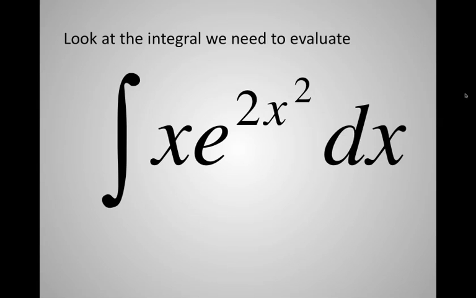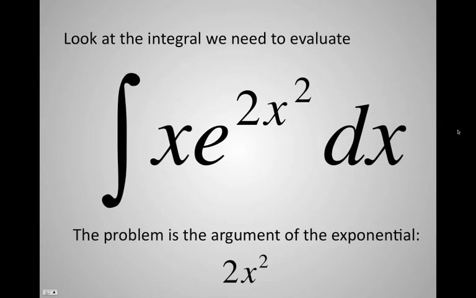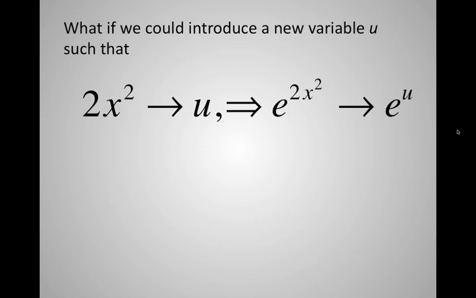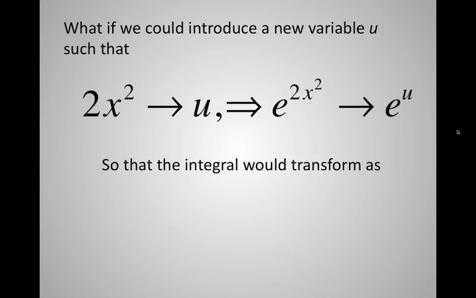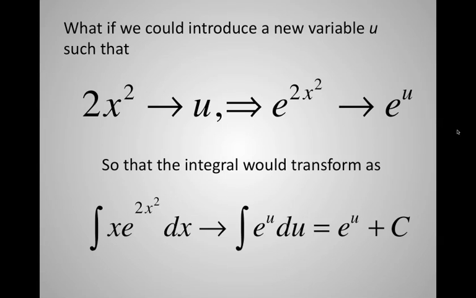So let's look at the integral again. Now we got two problems. First is the x here, and then we've also got this 2x squared up here. So let's look at the problem of the argument, which is the 2x squared. We know how to do just e to the x, or e to the y, or whatever, so let's try to get it in that form. We're going to do a change of variable. We're going to introduce a new variable u, so that 2x squared goes to u, so that e to the 2x squared is e to the u. So the integral would transform something like this: the integral of x e to the 2x squared dx would transform into the integral of e to the u du, which we know how to do using the basic formulas. It's just e to the u plus c.